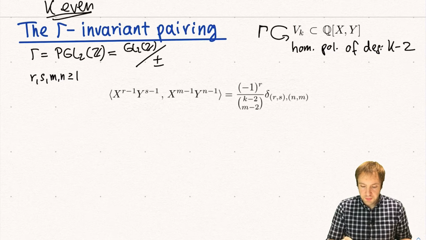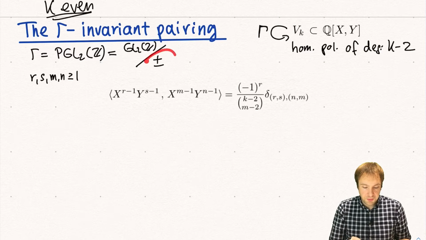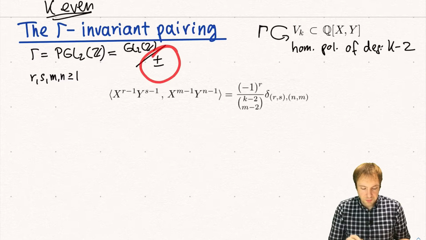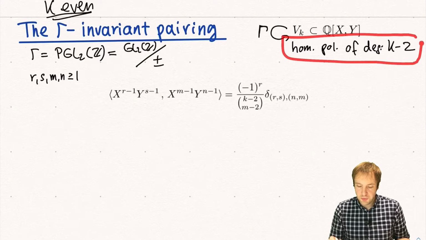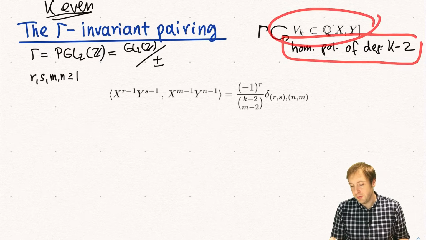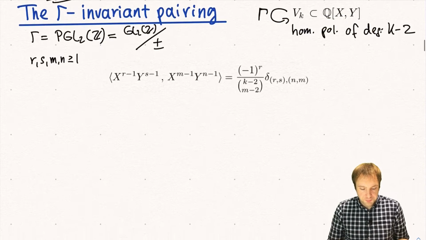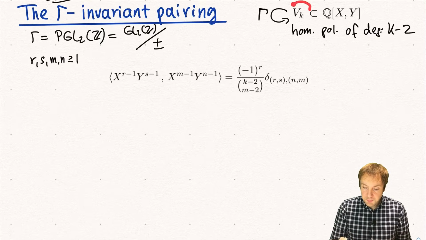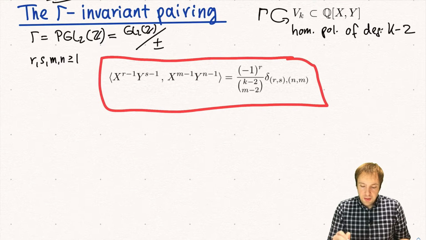And then you can show that this is a well-defined action on this space, because if two matrices just differ by a minus sign in the determinant, then you see, because these are homogeneous polynomials of even degree, this factor doesn't matter. And on this space Vk, we now define the following pairing.